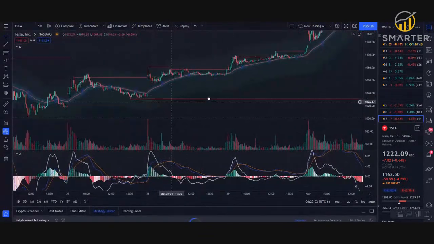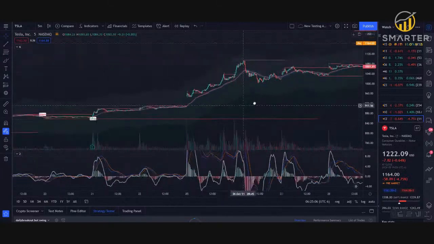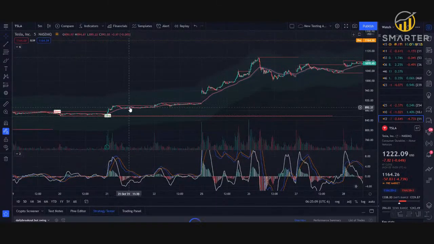Let's go find another signal here. I'm sure there's several. Here's a long signal, it came back down and consolidated. Okay, never had any signs really of a bad move, and then it went long.